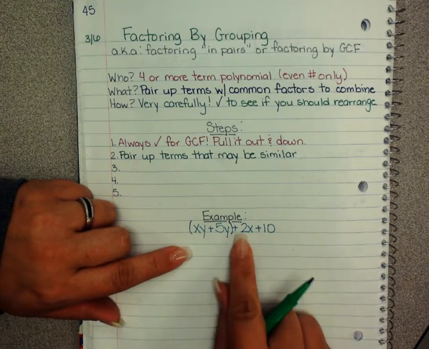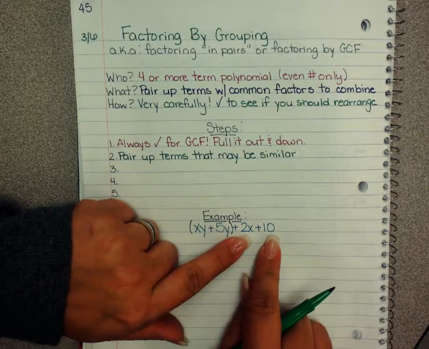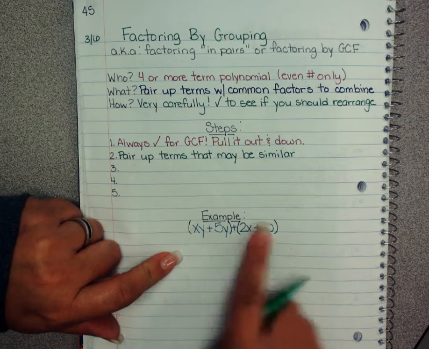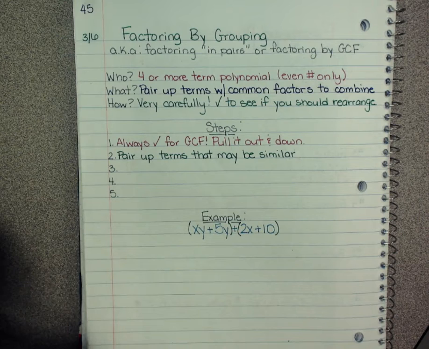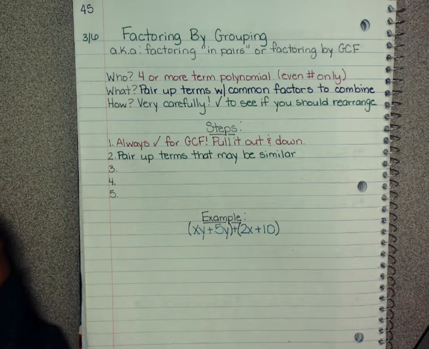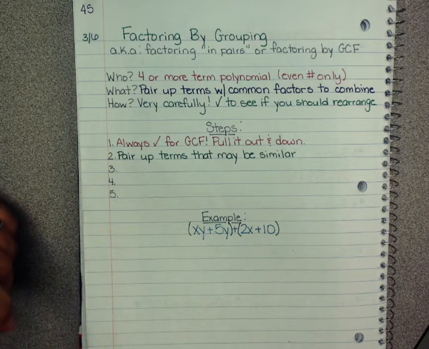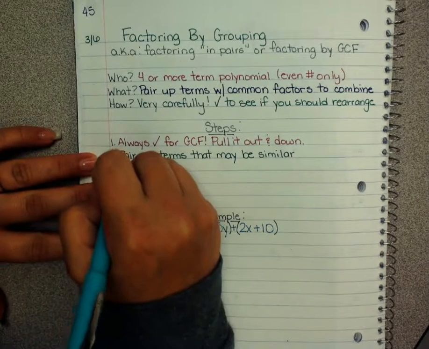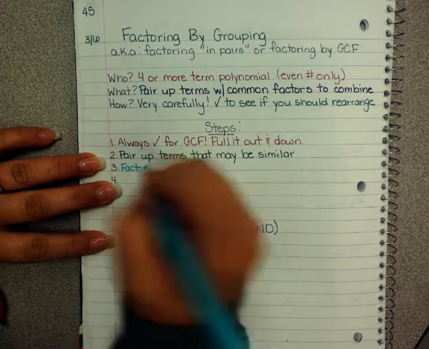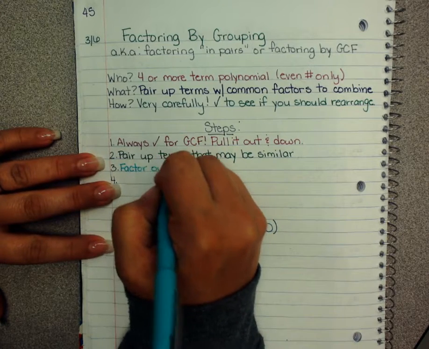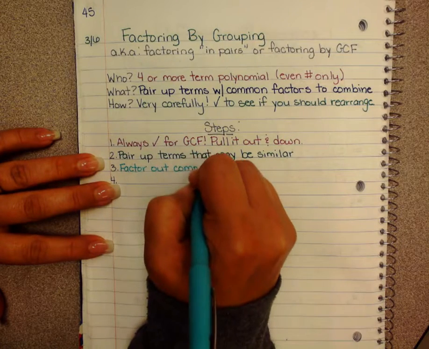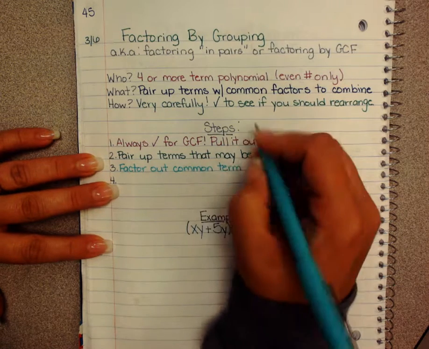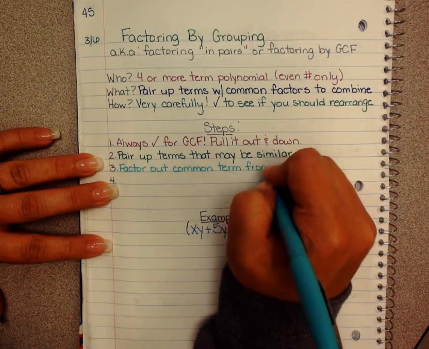Okay. 2x plus 10. Do they have something in common? Yes. So I'm going to put them in a different set of parentheses. So now I have this set, and we're adding them together. Okay, so pair up terms. So we paired them up. Step number 3 says to factor out common term from pairs.